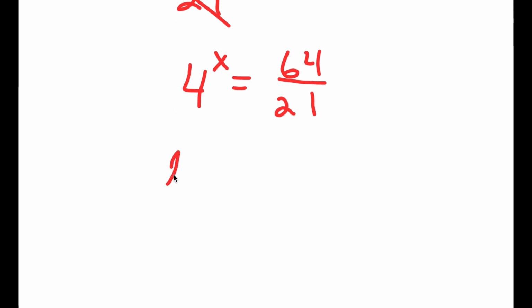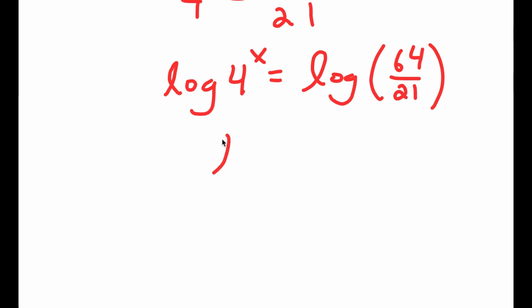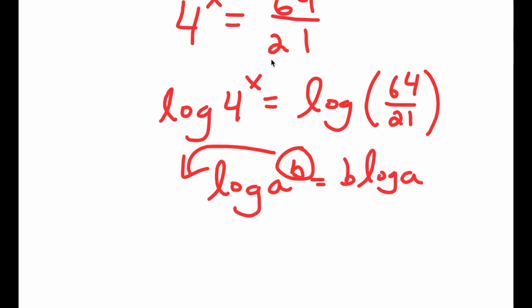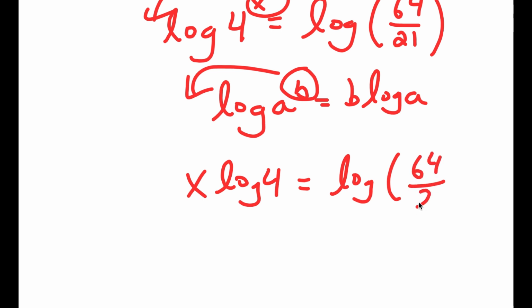Now I'm going to take the log on both sides. So I get log 4 to the power of x is equal to log 64 over 21. So if I have something in the form log a to the power of b, I can move this exponent b to the front. So it's going to equal b times log a. So log 4 to the power of x, I can move x to the front. So I get x times log 4 is equal to log 64 over 21.